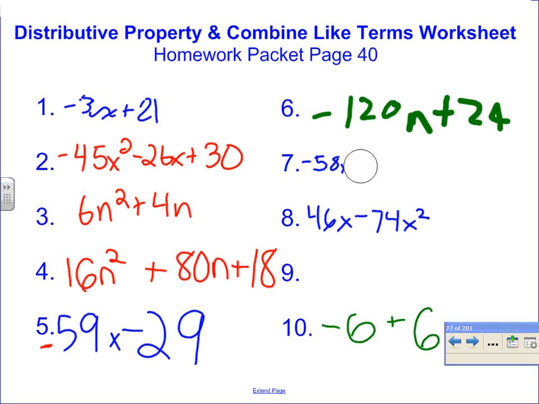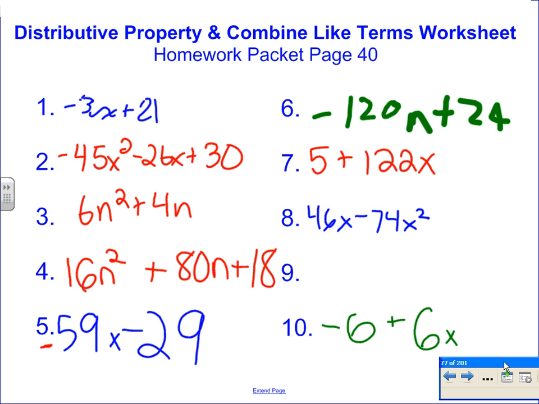Number 7 is not right. Anyone have a different answer for 7? Matt? Close. Emma H? Yep, number 7. Good job. Okay, number 8, 46x minus 74x squared. Perfect. Number 9, Alex?